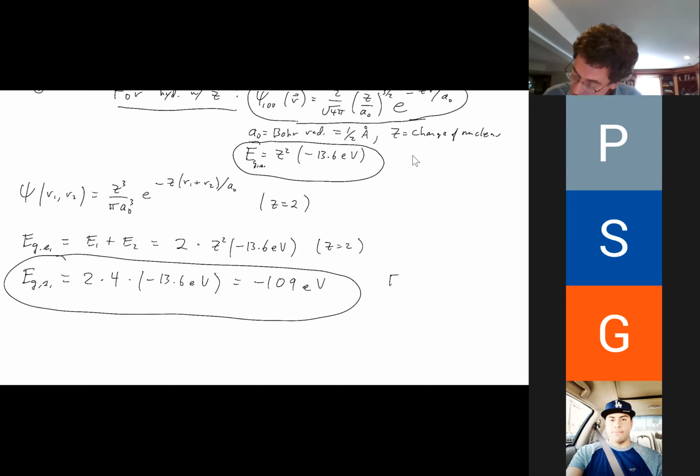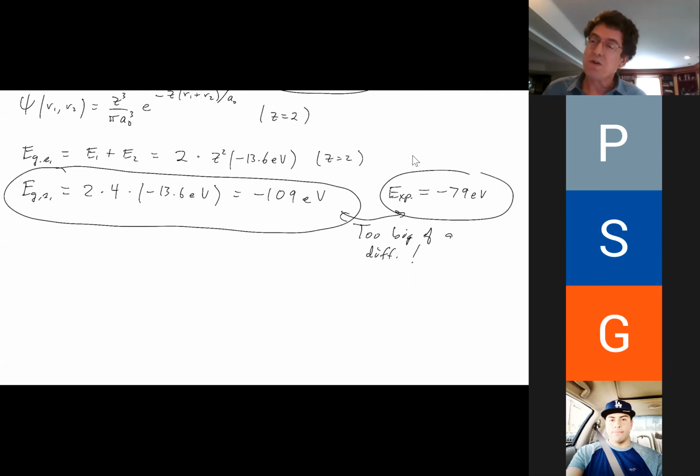But then we look at the experiment, and the experiment is negative 79 EV. So we say this is too big of a discrepancy, too big of a difference.